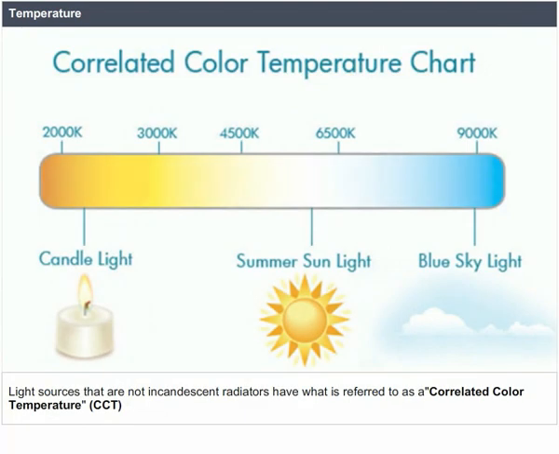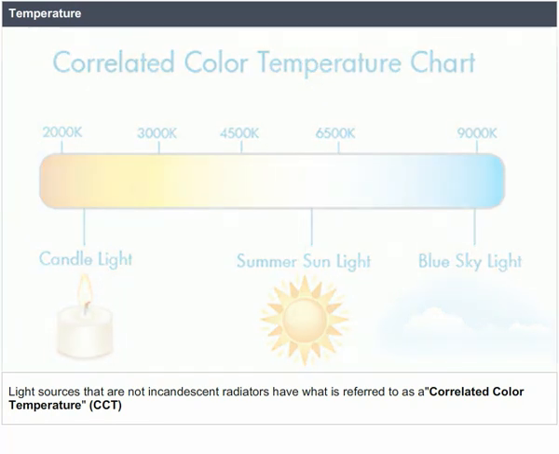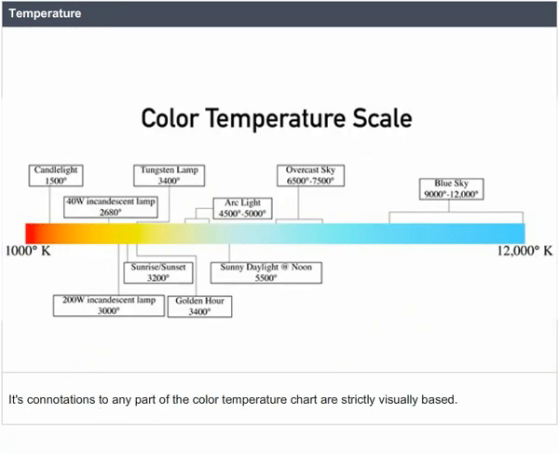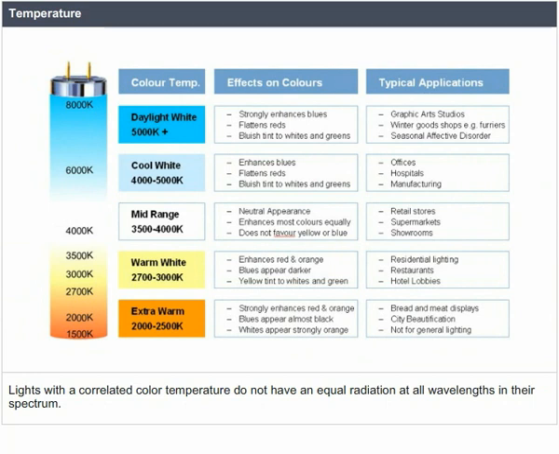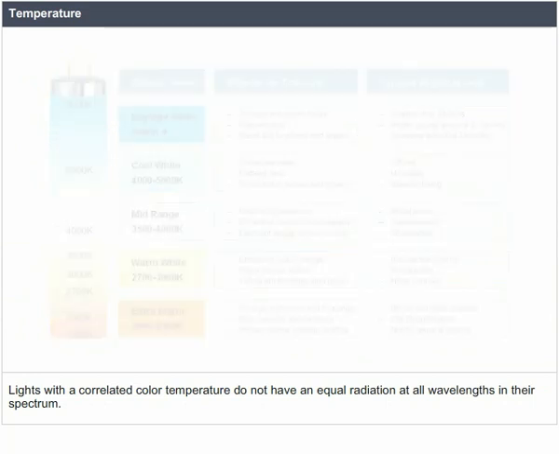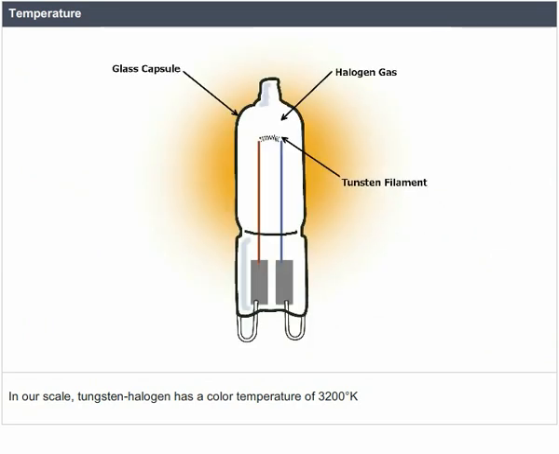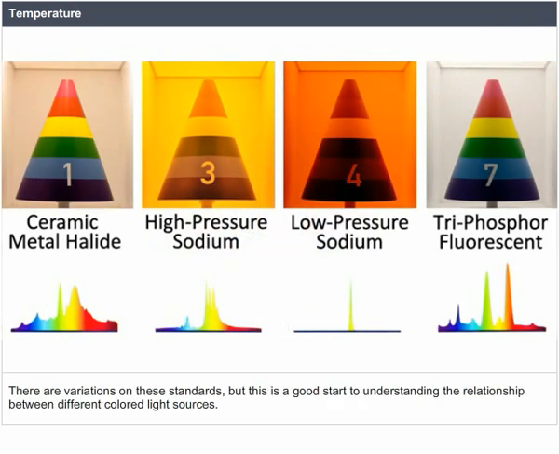Light sources that are not incandescent radiators have what is referred to as a correlated color temperature, CCT. Its connotations to any part of the color temperature chart are strictly visually based. Lights with a correlated color temperature do not have an equal radiation at all wavelengths in their spectrum. In our scale, tungsten halogen has a color temperature of 3200 degree K. There are variations in these standards, but this is a good start to understanding the relationship between different colored light sources.